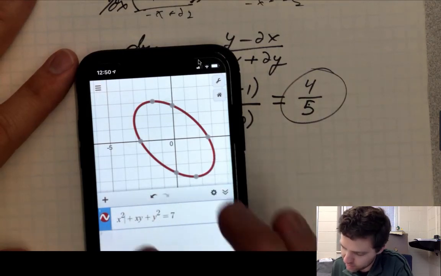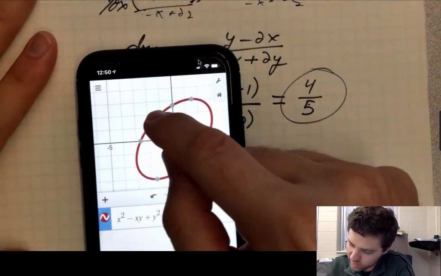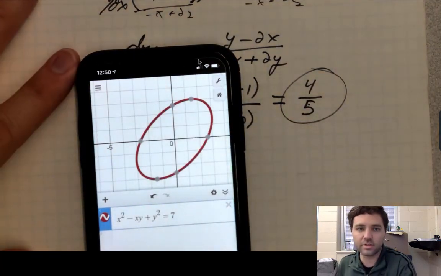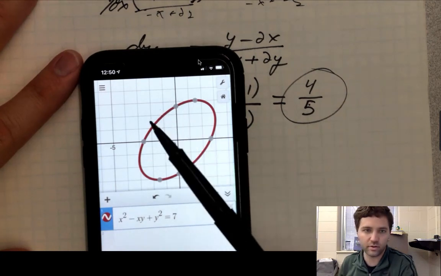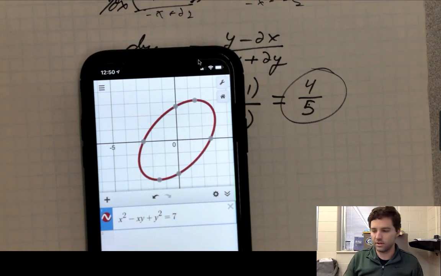Oops, it should be minus. Sorry, my equation isn't right. There we go. You get a slope of positive 4/5, which, I buy that, just kind of looking at what the imaginary tangent line would be right there. So that's implicitly defined curves, part 1.